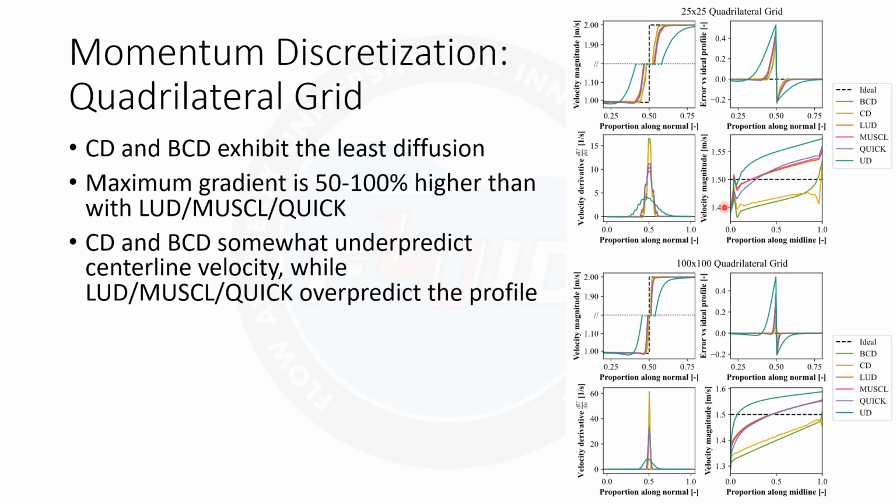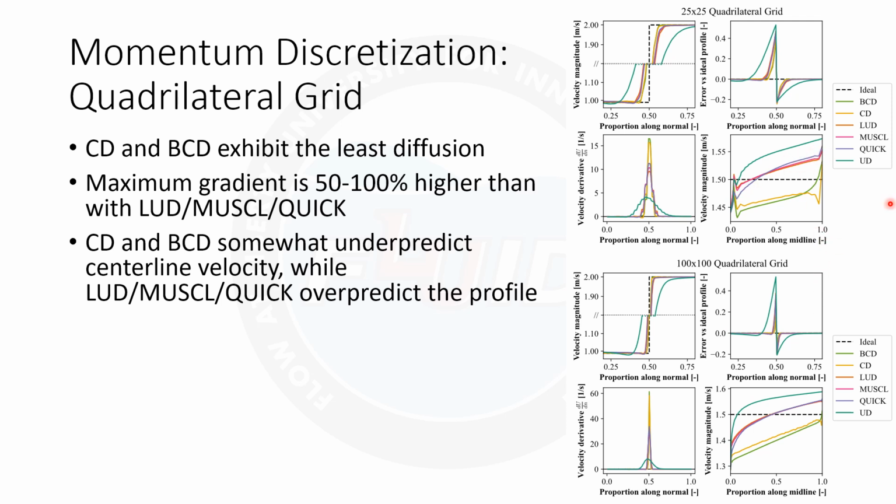We do see, though, that CD and BCD somewhat underpredict this centerline velocity. So by the outlet of the domain, they've reached that optimal or correct value in the coarse grid, although they don't quite get there with the fine grid, whereas the other three methods do a better job of approximating that.